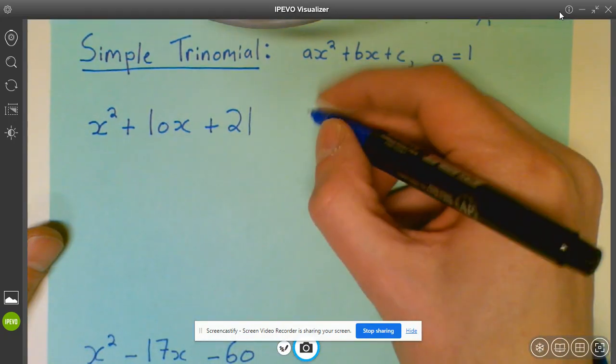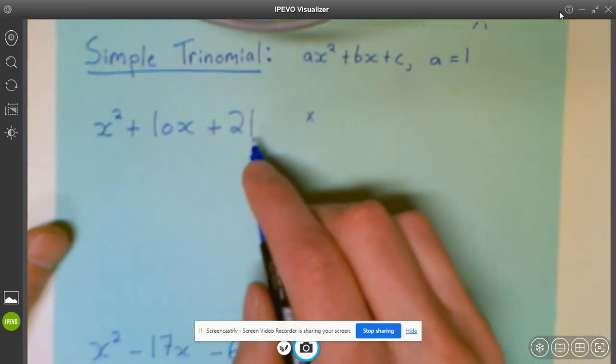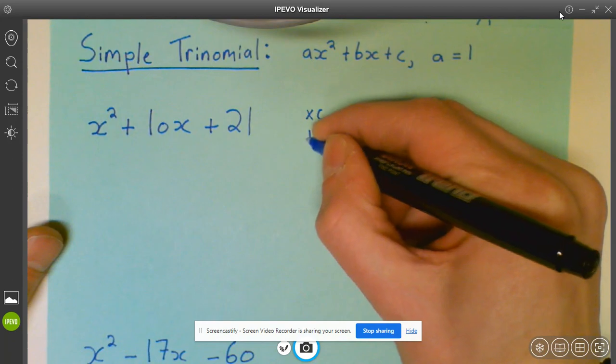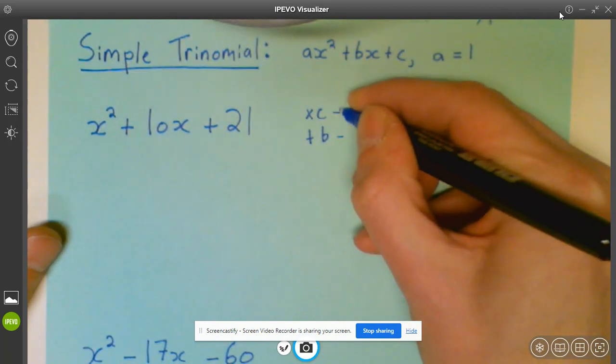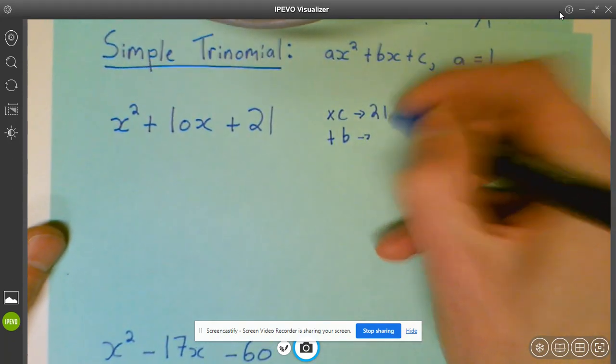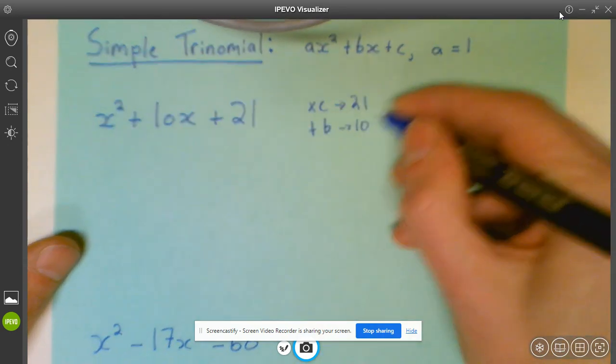So just as a review, to factor these, I'm looking for 2 numbers that multiply to my c value and add to my b value. So in this question, I'm looking for 2 numbers that multiply to 21 and add to 10.